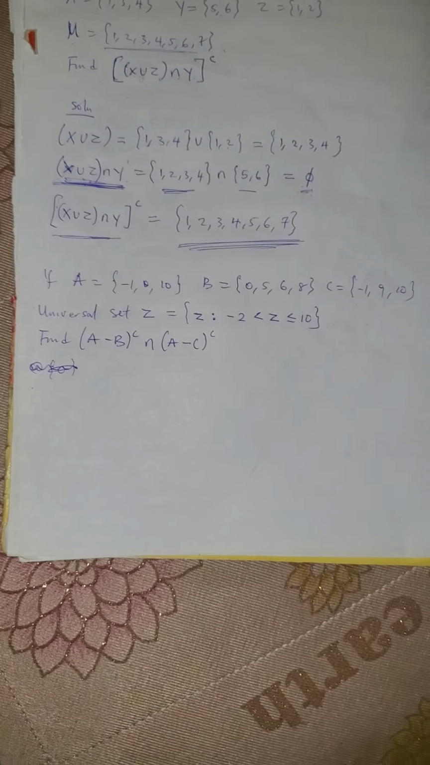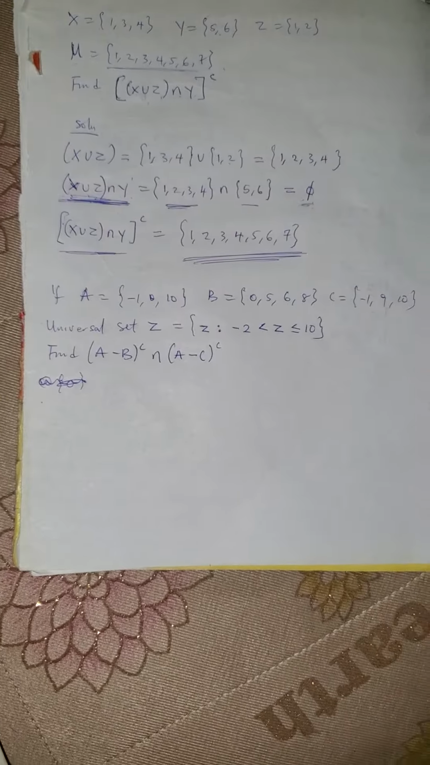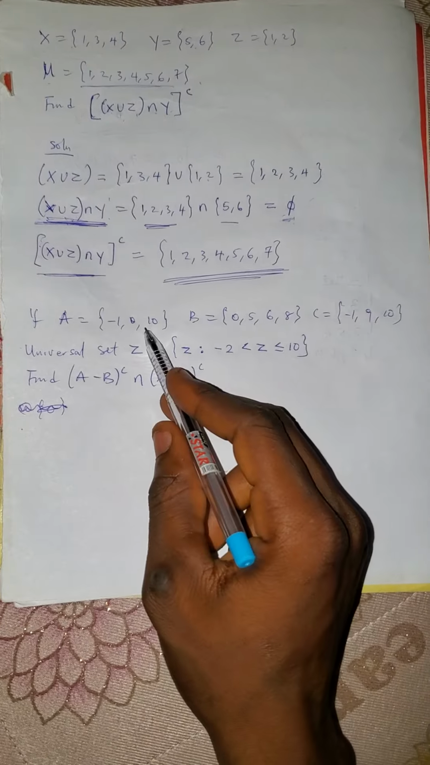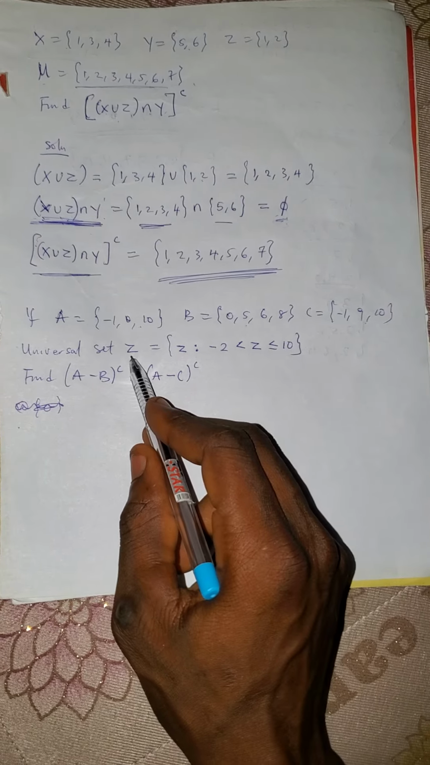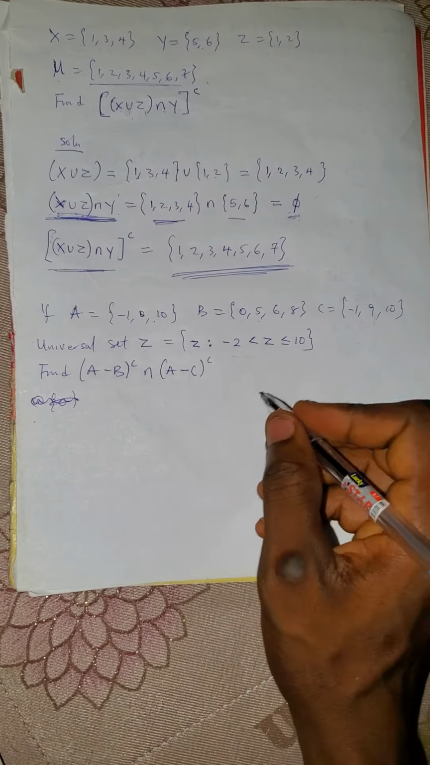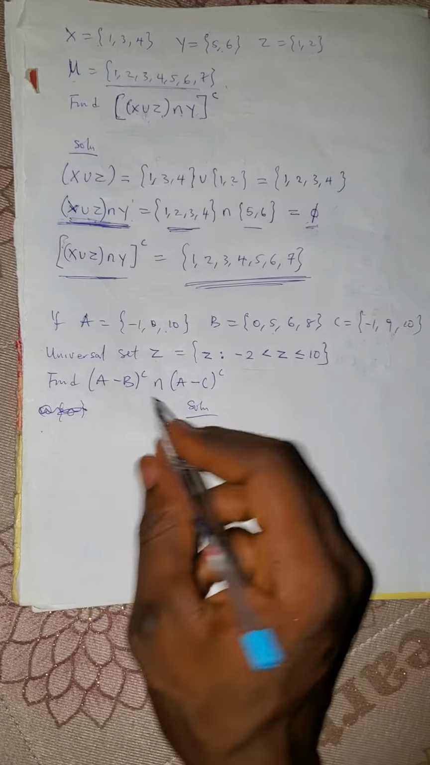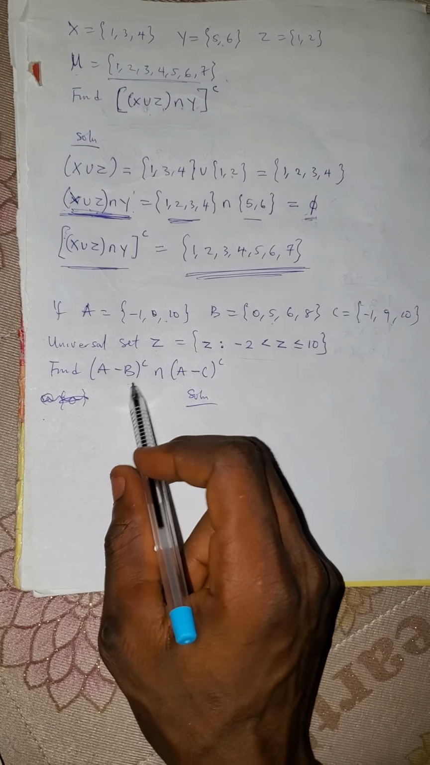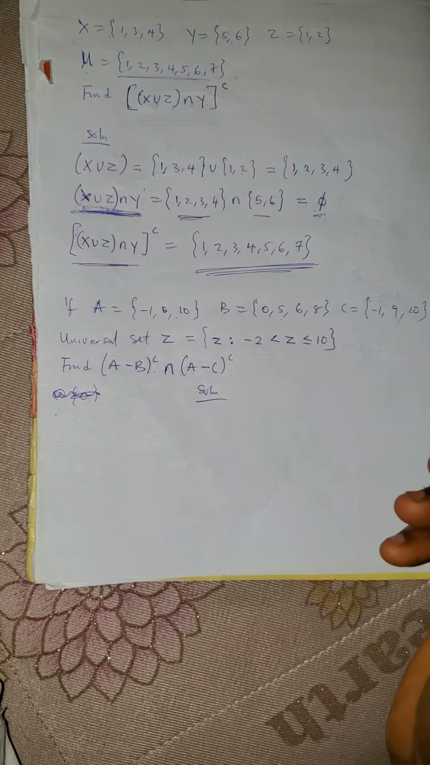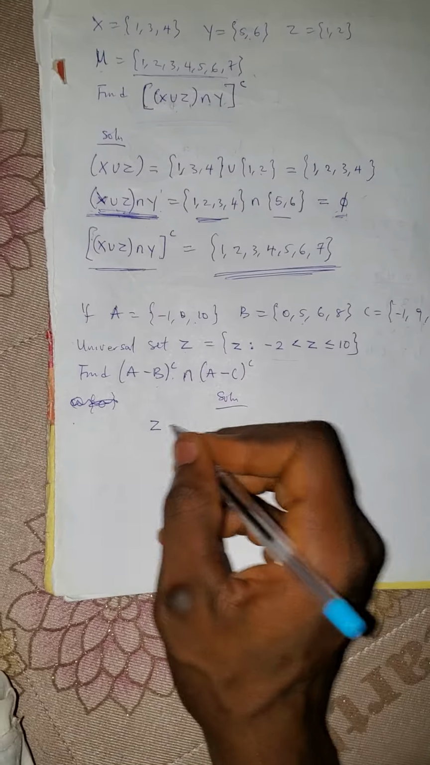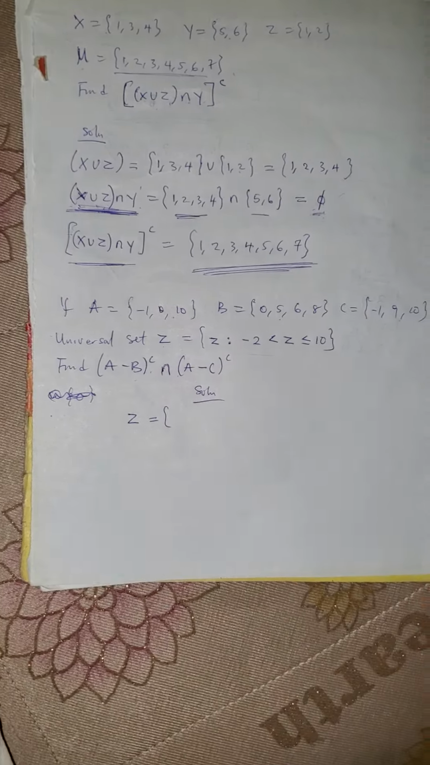The next question. Now see this question, it says if A is equal to this, B is equal to this, C is equal to this, and you have the universal set Z to be equal to this. Now if you want to solve this type of question, they will ask you to find A minus B complement intersection A minus C complement. Now let us firstly open up this universal set.